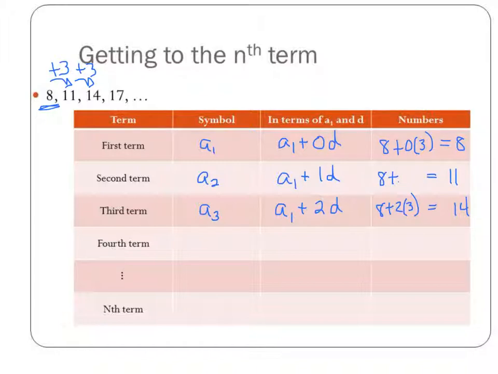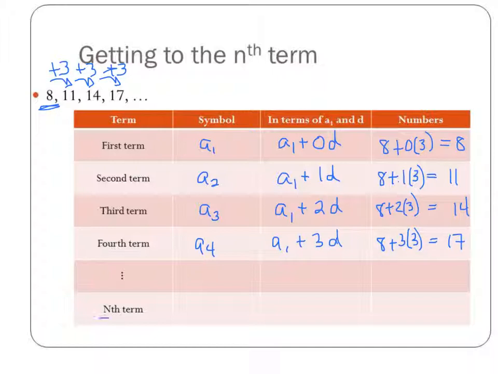This was 8 times, make them all look the same here, 1 times 3. All right, the fourth term is a sub 4. Okay, I'm going to add the 3 another time. So this is going to be a sub 1 plus 3 of the d's, which is 8 plus 3 times 3, 8 plus 9 is 17. And we could continue this pattern, and so hopefully you see this pattern here.